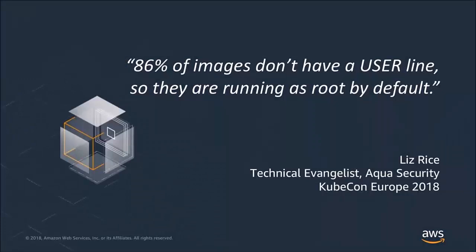Liz Rice, back in KubeCon Europe 2018, told us that she had done a study of Docker Hub, and she had found that 86% of images did not have a user line and were therefore running as root by default.